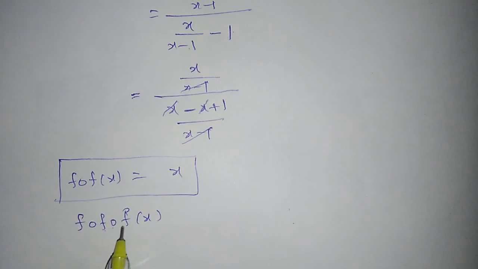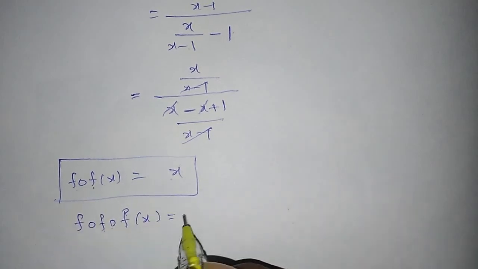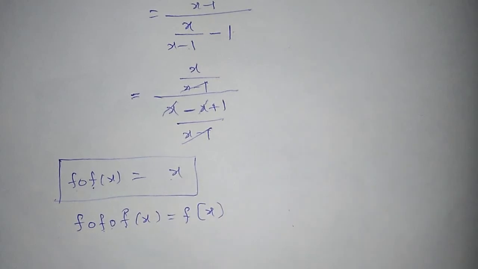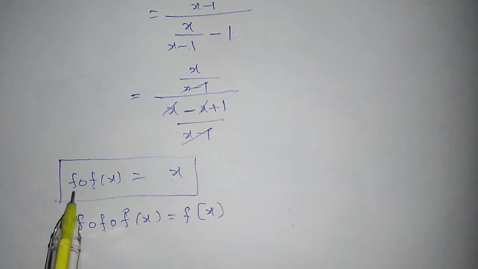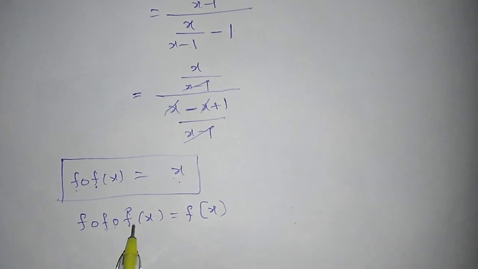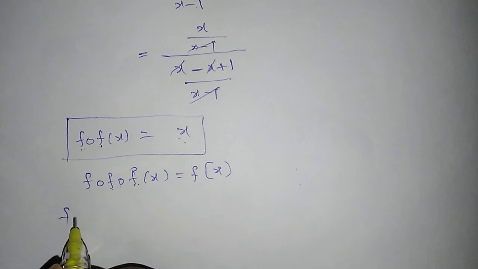f circle f, 3 f's. So we already have 2 f's value is x, so 3 f's value will be f of x. Observe here, if we have even number of f's, we have x. If we have odd number of f's, we have f of x. So in the question, what we need to find?